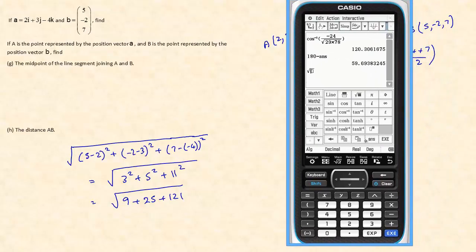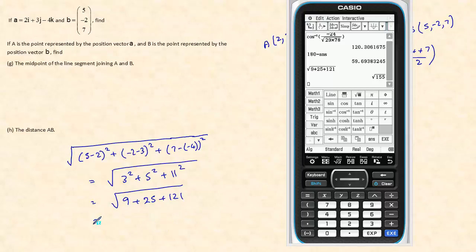So square root, this is standard, 9, add 25, add 121, and that gives us root 155. That would be a simplified surd, because in standard mode this would give me the most simplified surd that we can get.